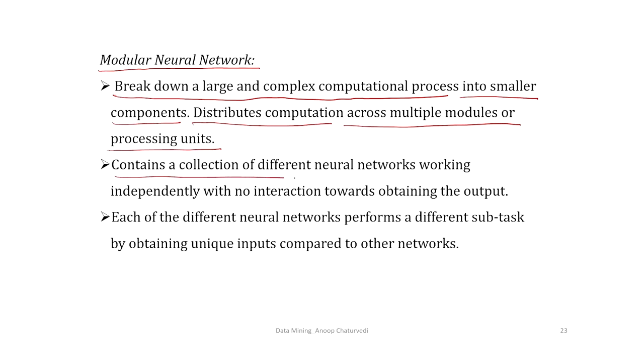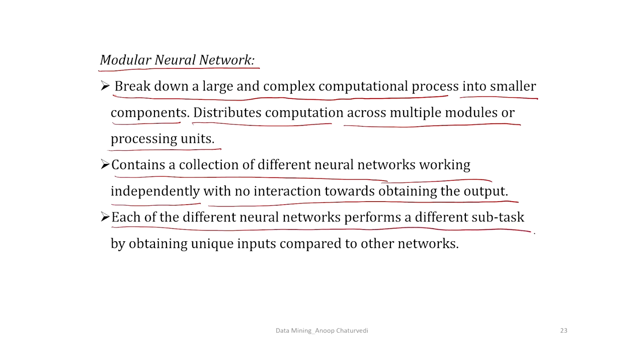It contains a collection of different neural networks working independently with no interaction towards obtaining the output. So, you have different neural networks performing different activities, and while doing it, there is no interaction between those networks. Then each of the different neural networks performs a different subtask by obtaining new unique inputs compared to other networks. So, ultimately each neural network is performing a subtask and it uses a subset of inputs.